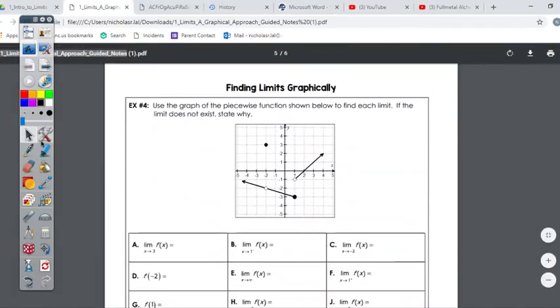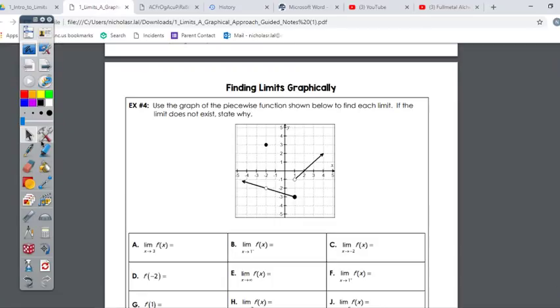Let's move on. Finding limits graphically. Use the graph of the piecewise function to find each limit. If the limit does not exist, state why. So note here, the slope is equal to negative 1/3. We'll get here in a second.